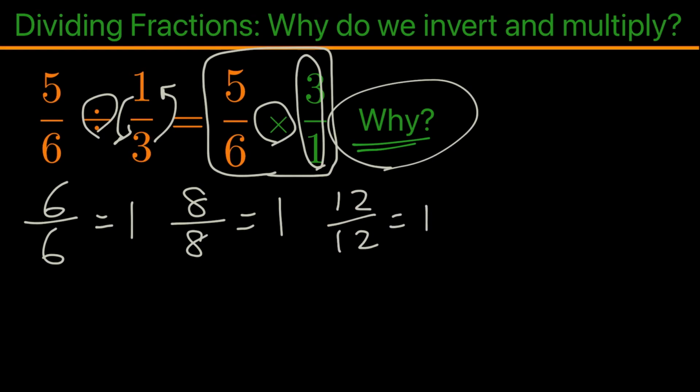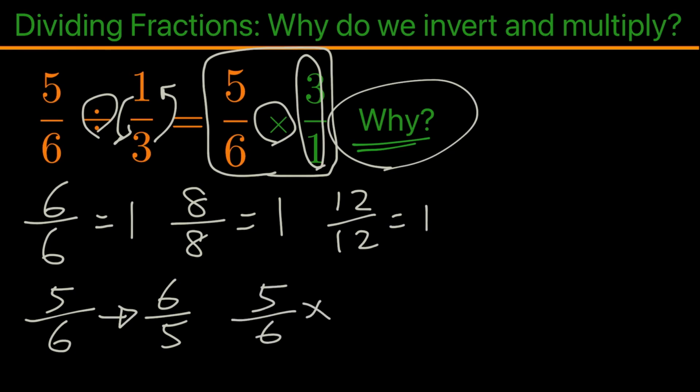Now, the next part we need to understand is the reciprocal of a fraction. For example, if we have 5 over 6, what is the reciprocal of 5 over 6? The answer is 6 over 5. And when we multiply a fraction by its reciprocal, 5 over 6 multiplied by 6 over 5, the answer is always 1.